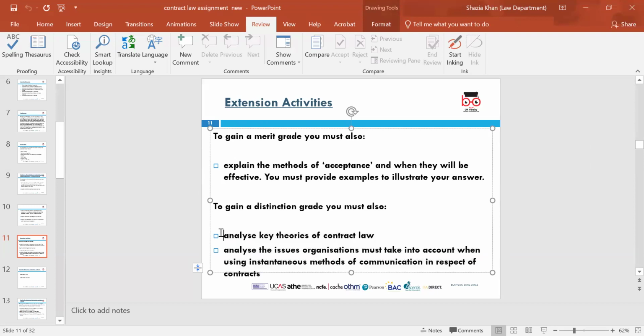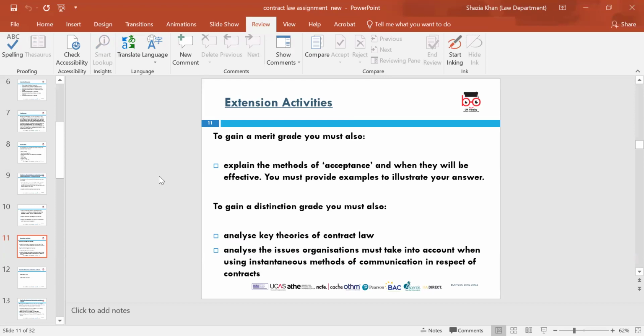In the distinction ones, you've got two parts. The first criteria is to analyse key theories of contract law, and then right under that, what the key theories are. And then the second part of the distinction element is to analyse the issues organisations must take into account when using instantaneous methods of communication in respect of contracts. Now, these activities are the extension activities, and this is where you would gain the merit or the distinction.